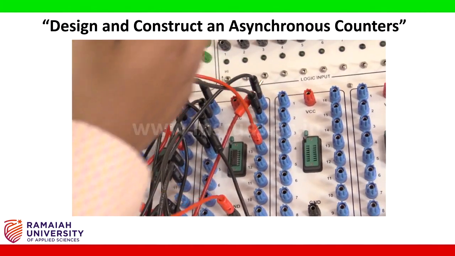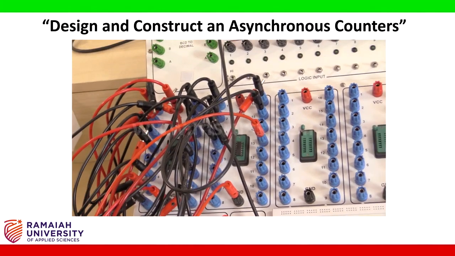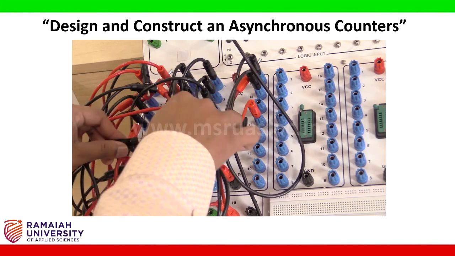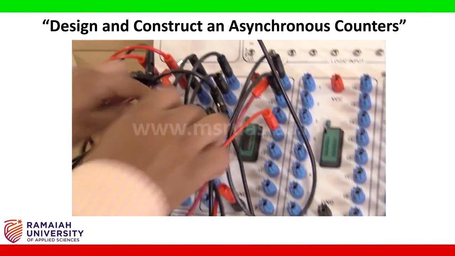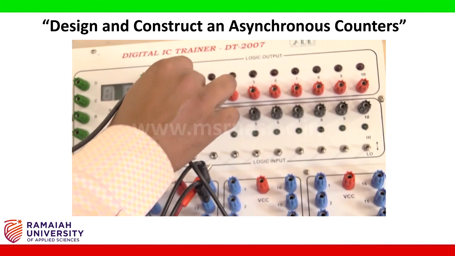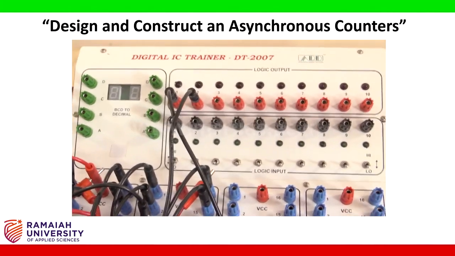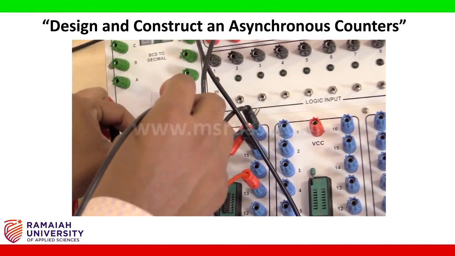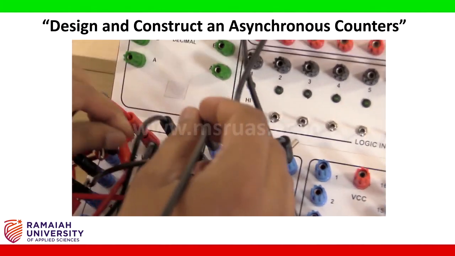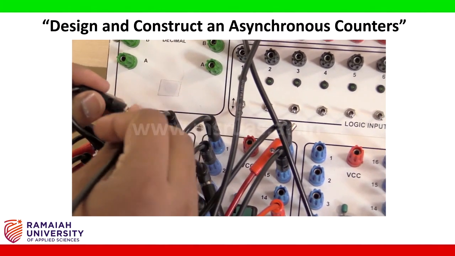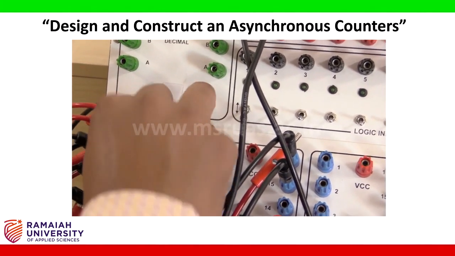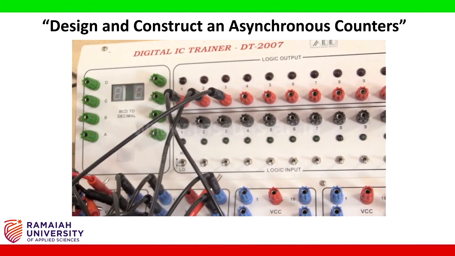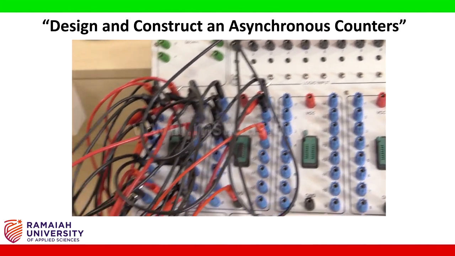We have connected one output QC, and QB I will connect, that is pin number 11 of the first IC base. This is QB, and the last output QA, that is pin number 15. It is from here. I am connecting pin number 15, and it is output QA. So now this completes the logic circuit.